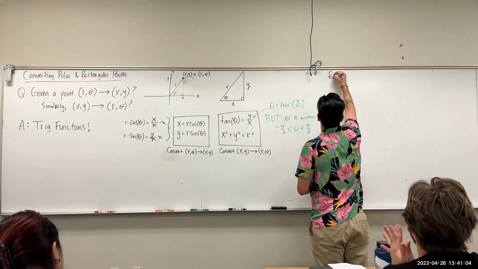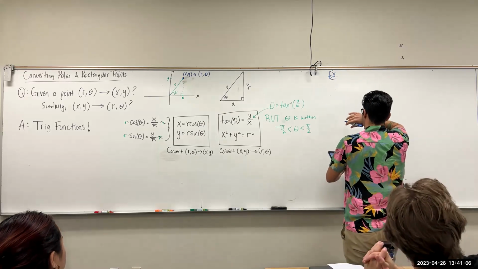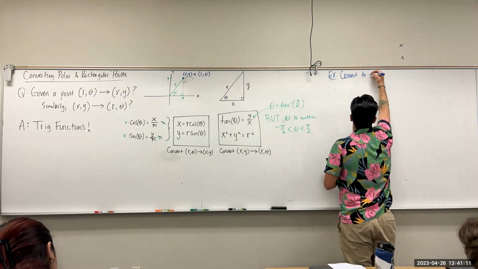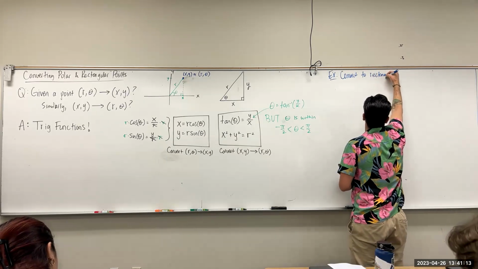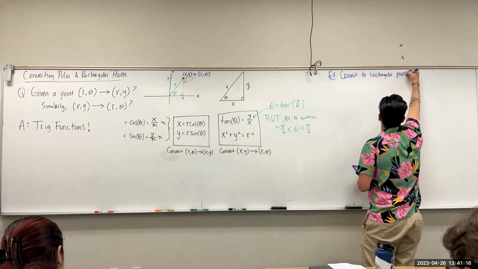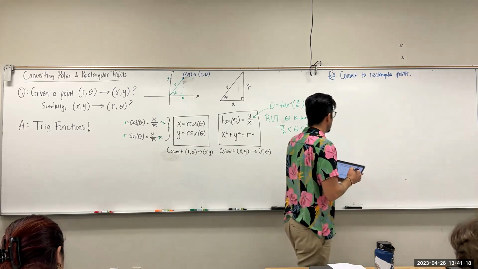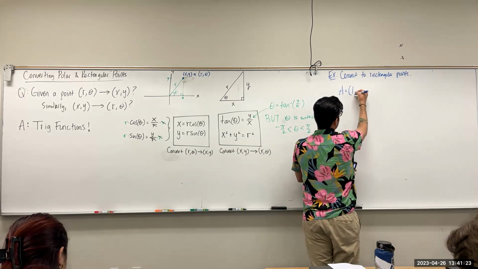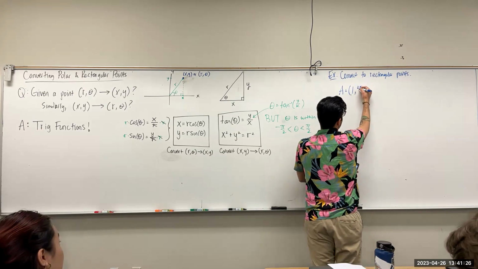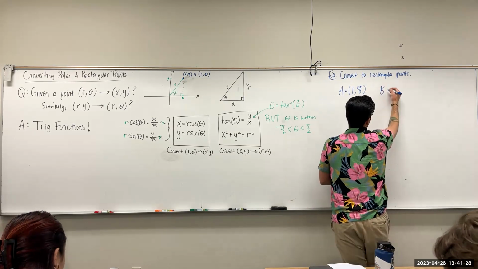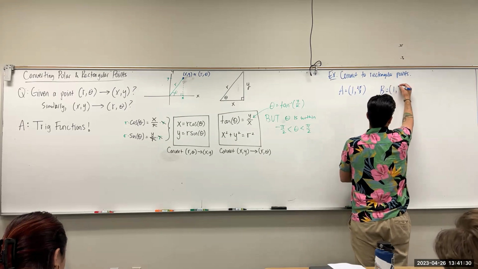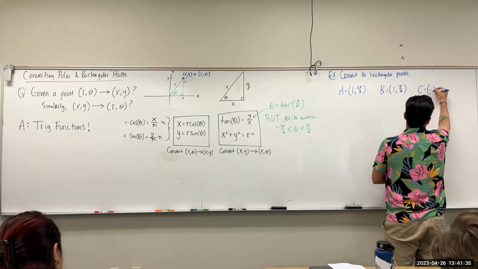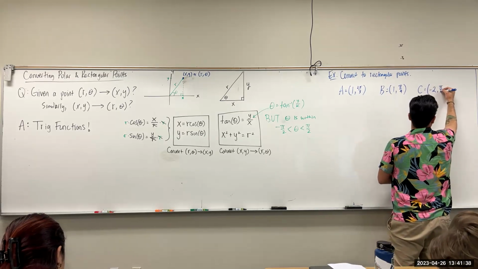Okay, so let's take a look. Let's play with some more familiar points. So let's convert to rectangular points. This time we're going to let point A have polar coordinates 1 and 2 pi over 3. B will have 1 and pi over 4. And then C will be negative 2 and pi over 4 as well.